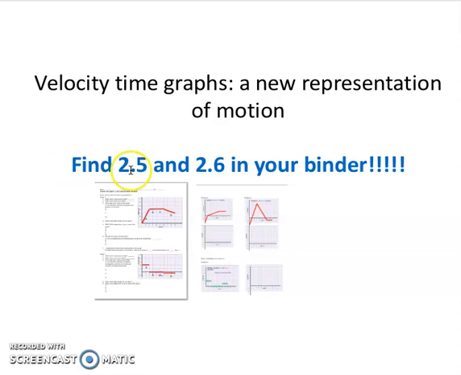So you're going to need a worksheet that I have for you on paper. It's in your binder, 2.5 and 2.6 in your binder. They look like this. This is the front side of 2.5. This is the front side of 2.6. If the numbers didn't copy very well, I'm sorry, but it's 2.5. It looks like this. 2.6 looks like this, and they have two sides to them. So there's actually 4 pages we're going to be doing.